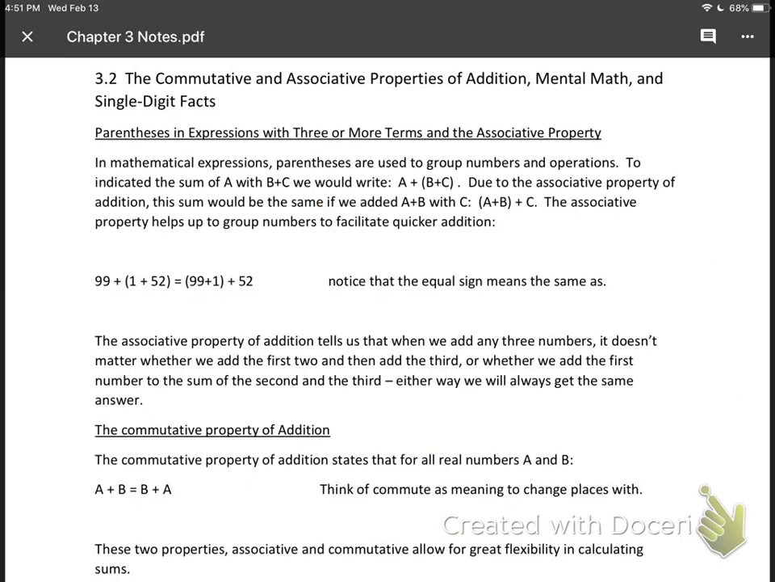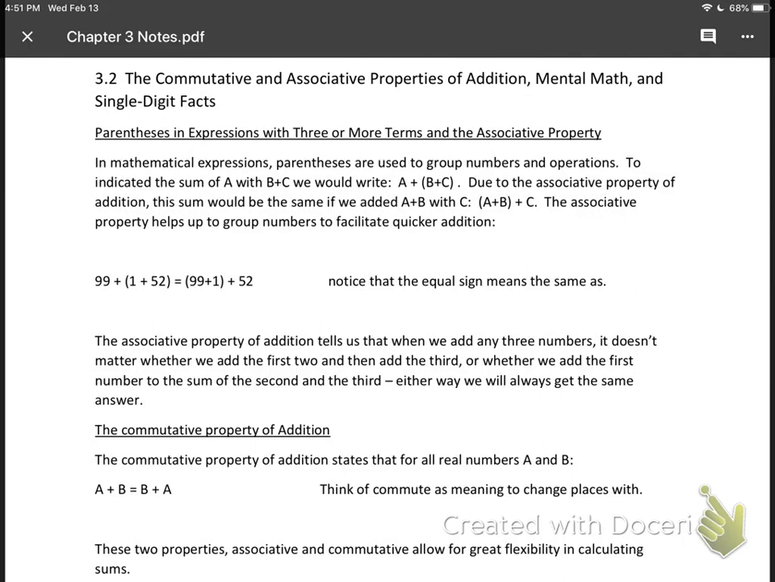Okay, in 3.2 they talk about some very important concepts: commutative and associative properties of addition and mental math, as well as single-digit facts. So all of these are critical. They're critical at various levels.